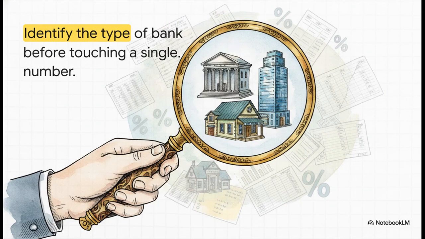The crucial point is this. Before you touch a single number, you absolutely must identify the exact type of bank you're looking at. Analyzing a bank's metrics without knowing its type is a lot like trying to judge a fish by its ability to climb a tree. Context is everything here. If you don't know the specific rules of the game being played by the institution you're analyzing, every single metric you pull is just going to be meaningless.